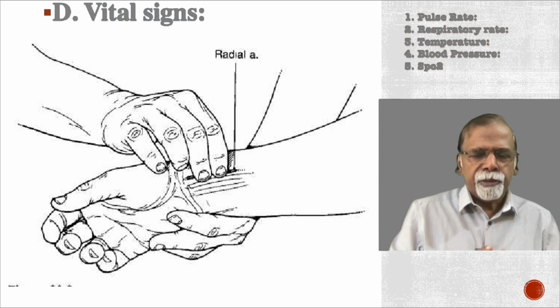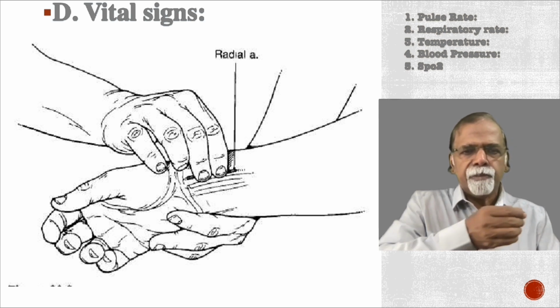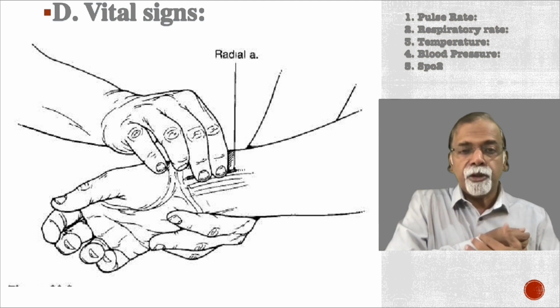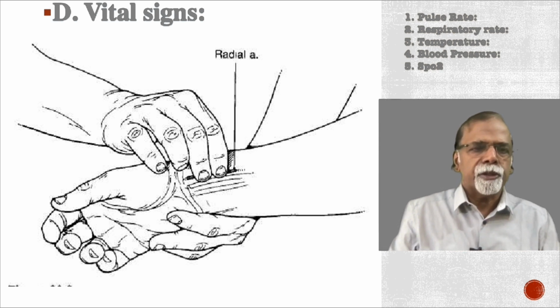The respiration should be counted pretending that you are counting the pulse rate. That is very important. Keep your hands on the radial pulse of the patient. If you want, you can keep the hands of the patient on the chest, not your hand, and palpate the pulse. Pretend that you are palpating the pulse, and then you count the respiratory rate. So keep this in mind.